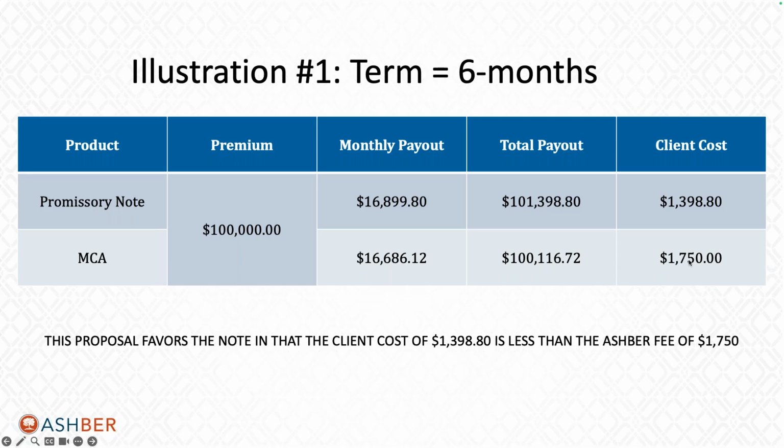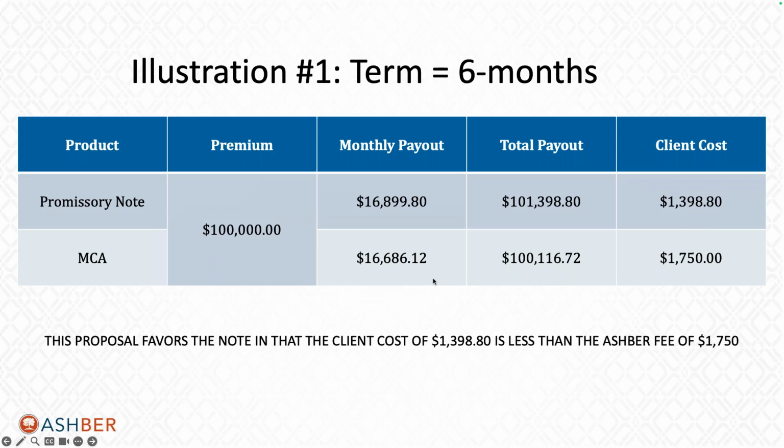Whereas the MCA in this situation, if we did an MCA for 6 months, $100,000 premium, the client cost would be $1,750. So as we can see from this first illustration, the promissory note is going to be the more favorable tool in this scenario, at least economically, because the client cost is about $350 less than the annuity cost here. So 6 months, $100,000.